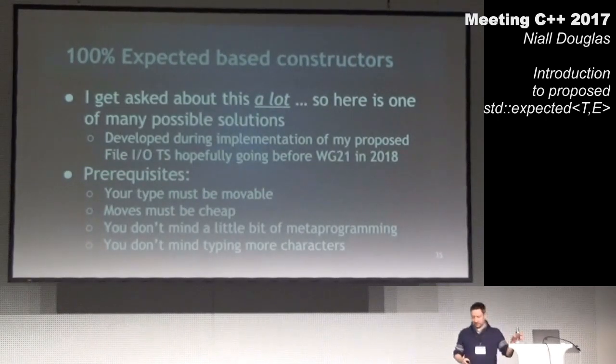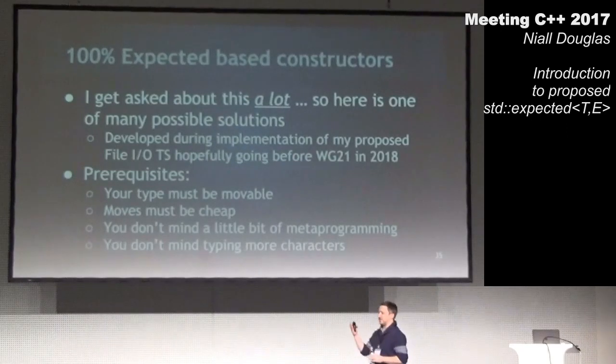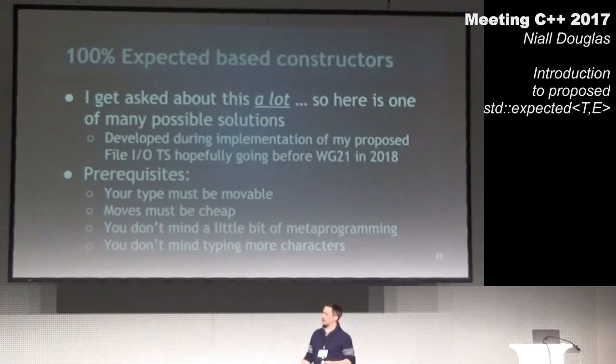The prerequisites for this is that your type must be movable. Your type moves must be cheap. Obviously, you can replace movable with copyable, so long as copyable is cheap. You need to not mind a bit of metaprogramming, because it is slightly awkward to use, and you don't mind typing more. So it's one of the great things about C++ is that it's really, really powerful, but generally speaking, if you want to do something right, or if you want to do something weird, you have to type a whole load more stuff. I remember saying that to Bjarne, and he seemed to feel that was also true.